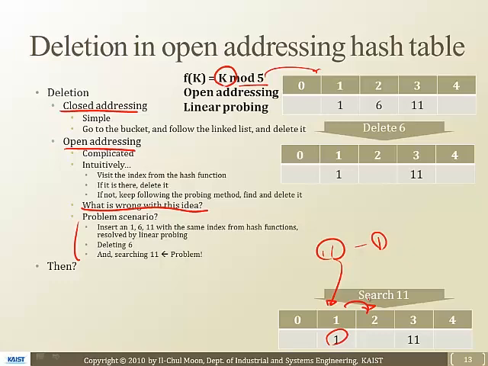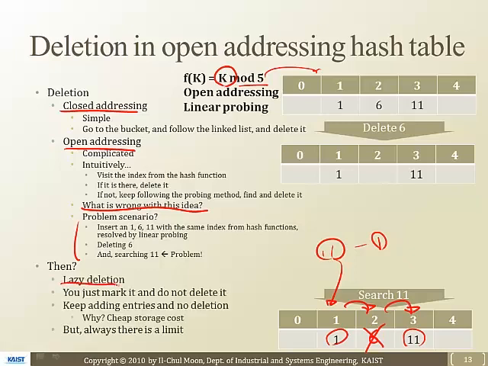That would be the logical conclusion, but in reality there is a broken chain here. Because 6 is gone, 11 cannot be reached. So after the deletion, search can be a problem. Then how do we make a successful deletion of 6?